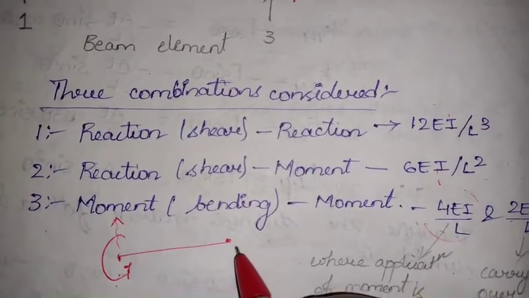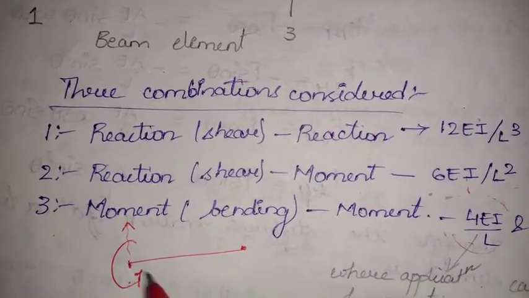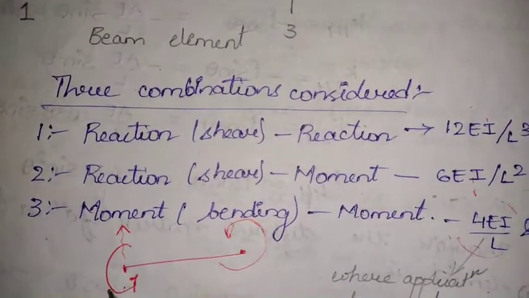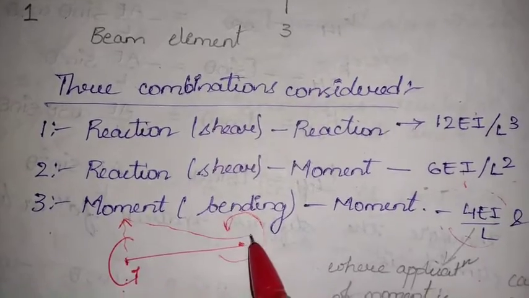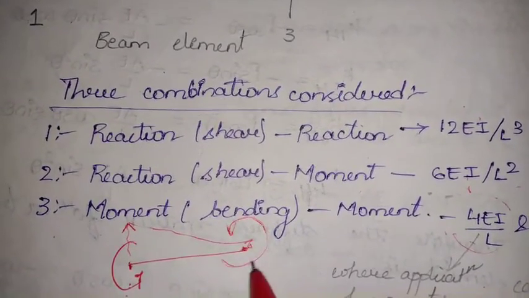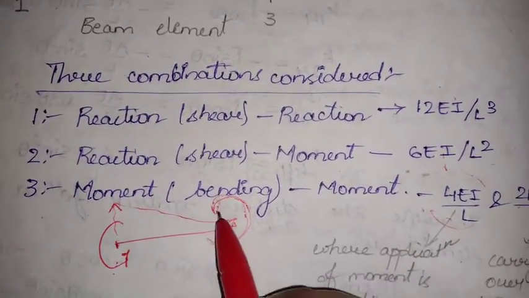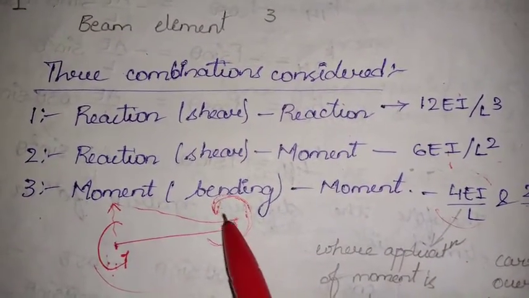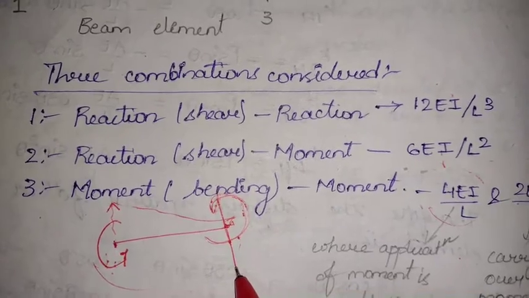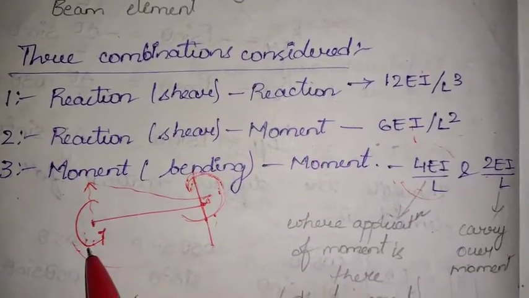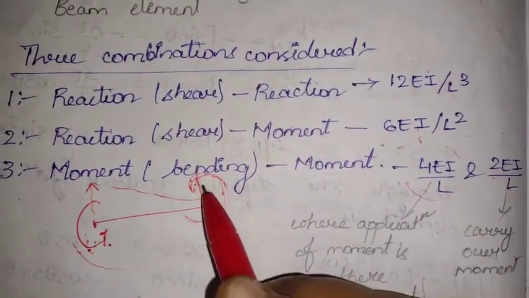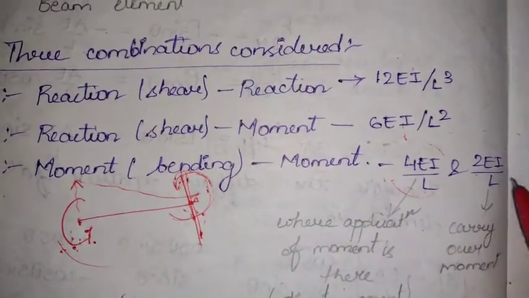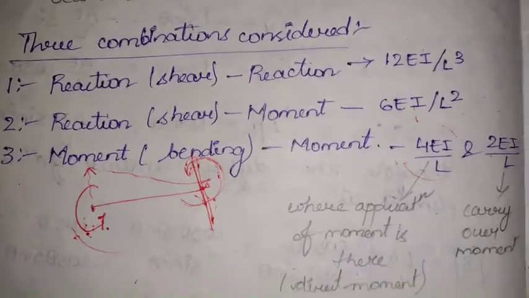because of that, coming to this diagram, we will be having something like this. So this is the carryover moment, that is, because of this moment, this is the moment that is carrying over at this support. For this we will be taking 4EI by L, but if we are considering this moment, that is the carryover moment, we'll take 2EI by L. I'll be explaining this in further cases.